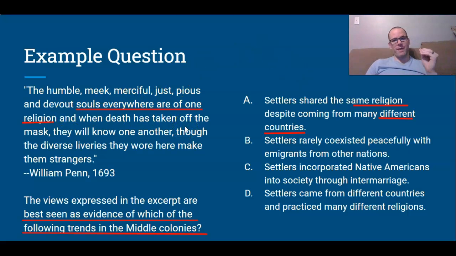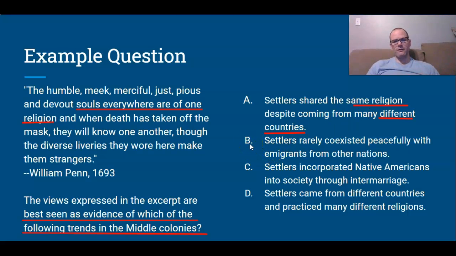Remember, we've got to use our background knowledge plus our text clues together to really come to a conclusion. And we're looking for the one as best evidence of the trends in the Middle Colonies. And we know that the trends, this key word here, of the Middle Colonies are that they have religious diversity, not the same religion. Okay, so let's look at answer choice B.